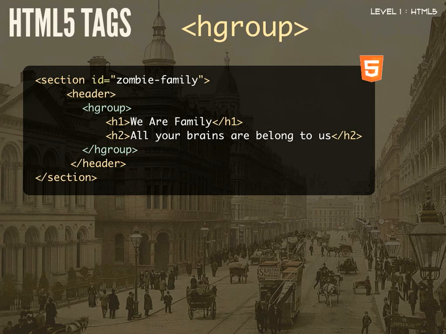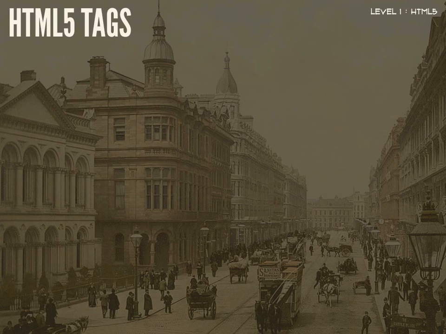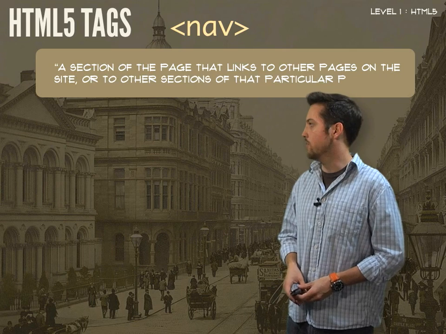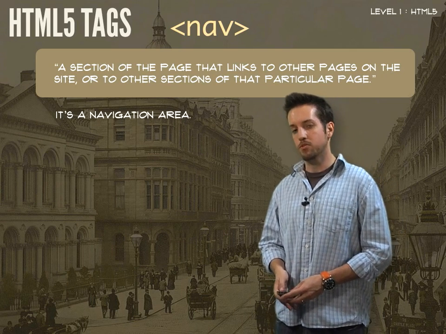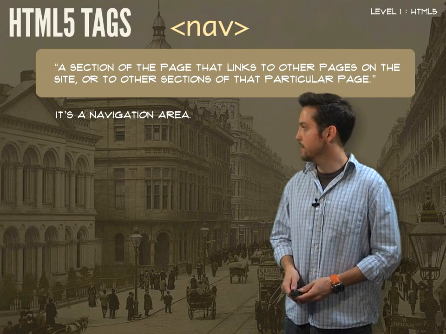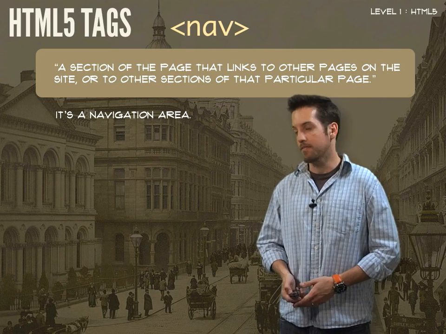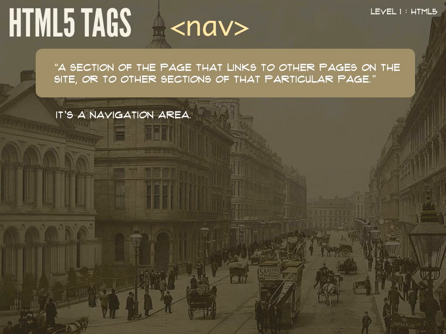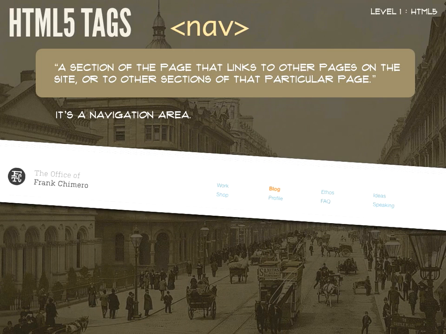So let's move on now to the nav tag. The nav tag in HTML5 is defined as a section of the page that links to other pages on the site or to other sections of that particular page. Duh, we all know what a navigation item is. So the nav tag is basically just a navigation area. In this particular example, with Frank Chimero's site, we all know that the top right portion is the main navigation area.